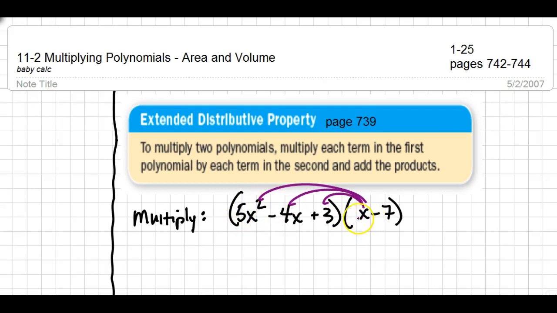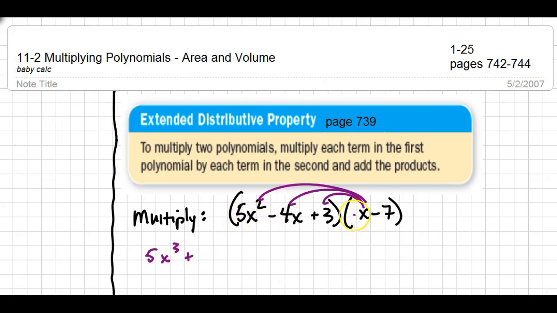So 5x squared times x is going to be 5x to the third. Now let me just show you the reason, because really you're doing 5x squared times 1x. The 5 and the 1 get multiplied together, and the x squared and the x get multiplied together. Remember the rules for multiplying with exponents. You add the exponents together when you multiply. So that's why that turns into 5x cubed.